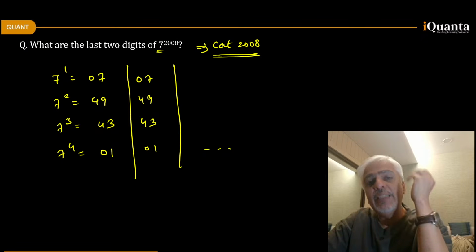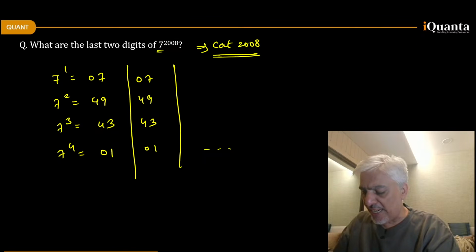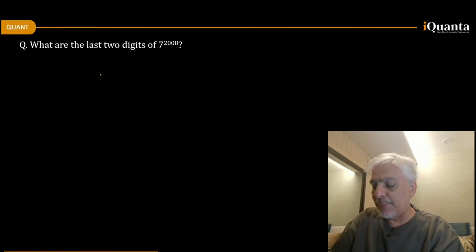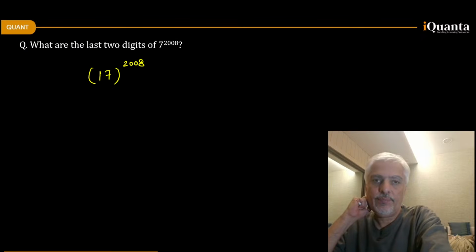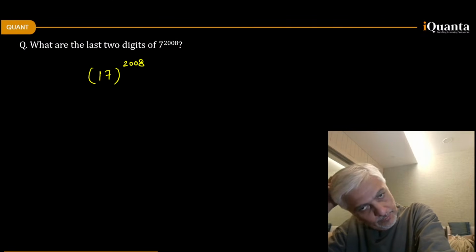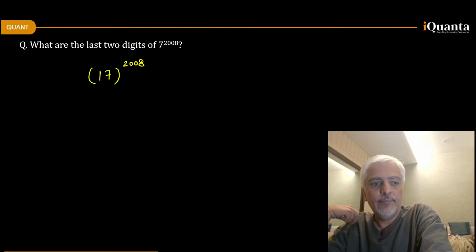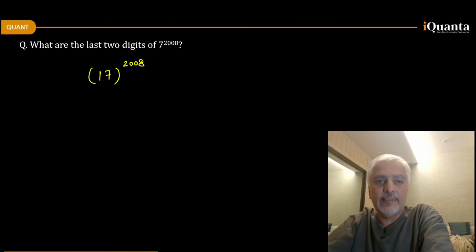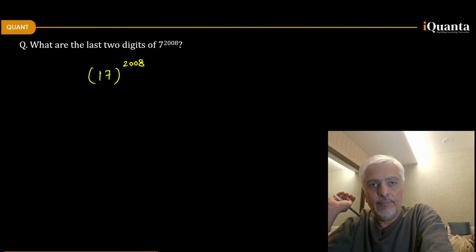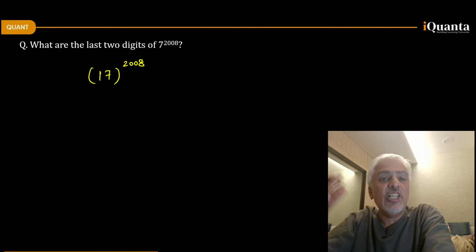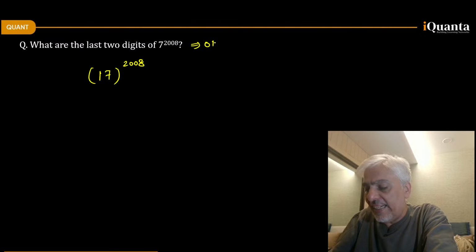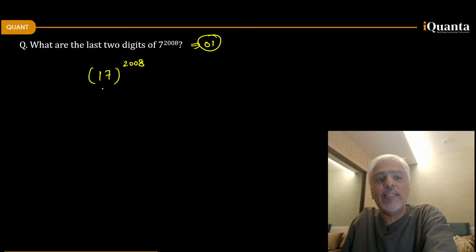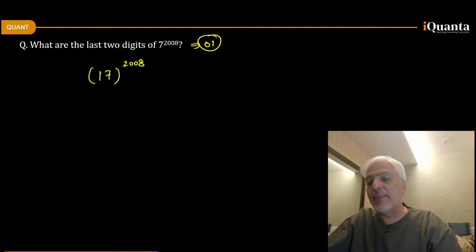But let's change the question. Suppose it was 17 raised to 2008. How would you do this? Because I want to teach the last 2 digit method. The answer of the 7 version is 01 directly by the pattern, but the answer here will not be 01. You all try, I'll give you a minute to try.